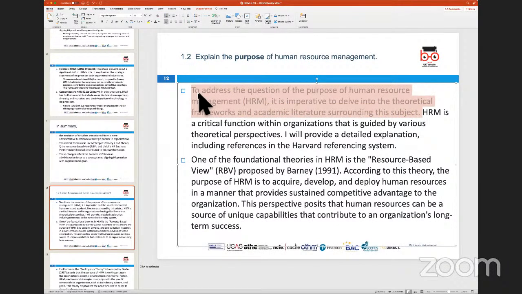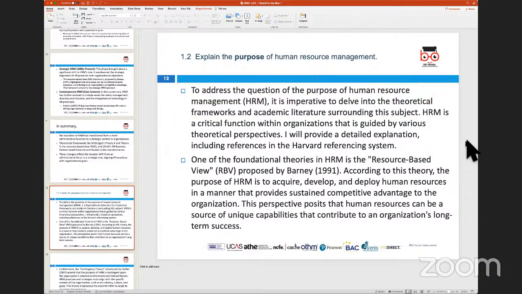So when we talk about addressing the question of human resource management, we need to clearly understand the theoretical concepts and framework around how the organization essentially works, and why we need HR as a function at all, as far as the business model is concerned. This is something that we need to clearly understand with regards to the assessment criteria 1.2.